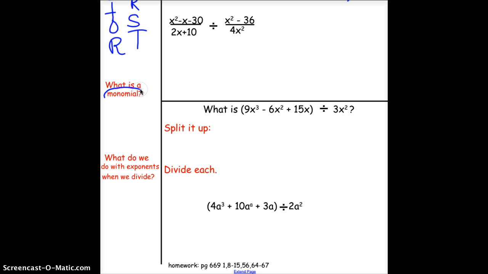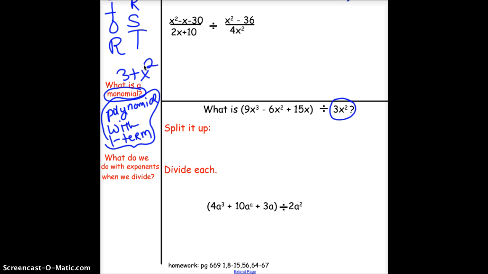But we've got to remember what a monomial is from our last chapter, or 2 chapters ago. A monomial is a polynomial with just one term. Mono meaning one. Okay, so with just one term, really what that means is it's not separated by any pluses or minuses. It's just one term here, like 3x squared. Now, if that was divided by 3 plus x squared, we've got a whole other problem to deal with.